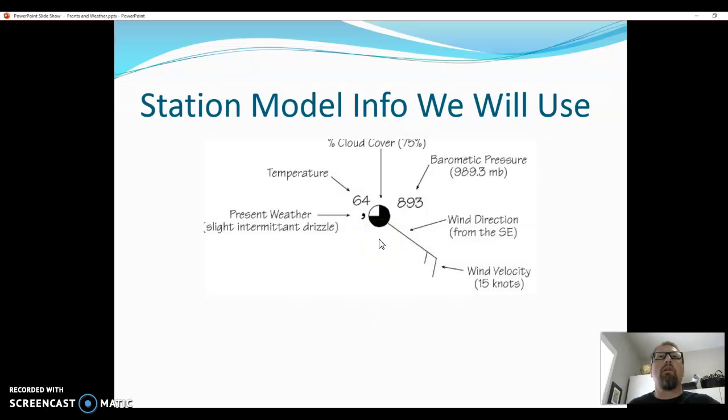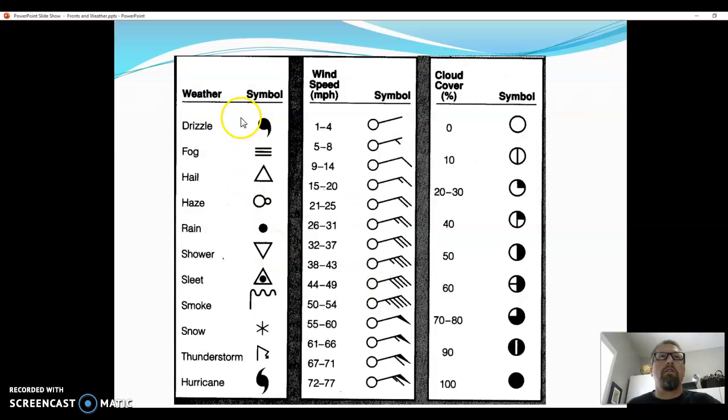There's some common ones that we're going to come across. I don't need you to commit them all to memory, but drizzle is this comma symbol here. You can see some other ones. Again, by no means do I want you to commit them all to memory, but there's some common ones that you'll see. Rain, this looks like a dot. Showers, upside down triangle. Sometimes you'll see fog listed there. Thunderstorms are pretty common. See that kind of symbol there that just kind of alludes to a thunderstorm. Snow is pretty common.